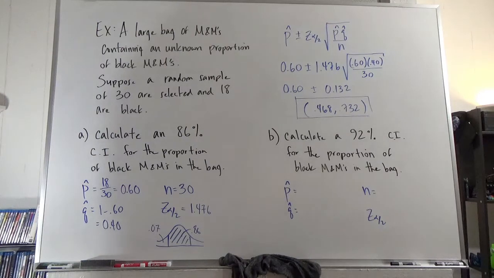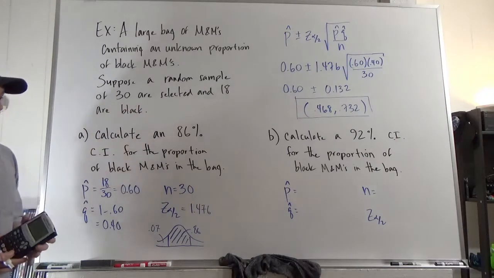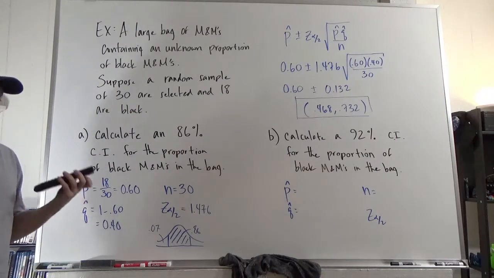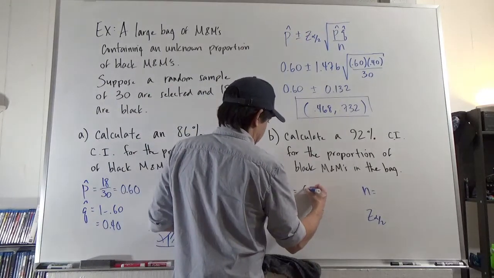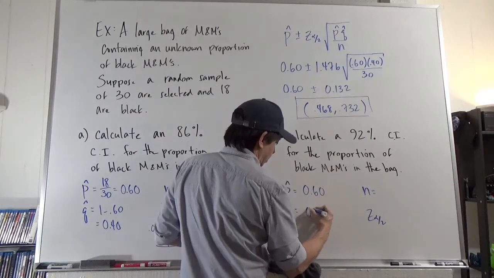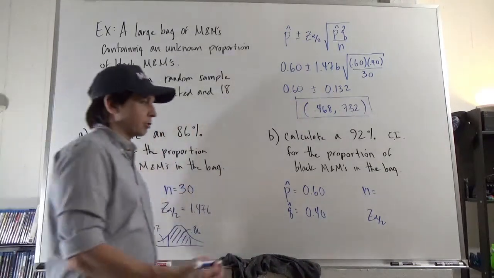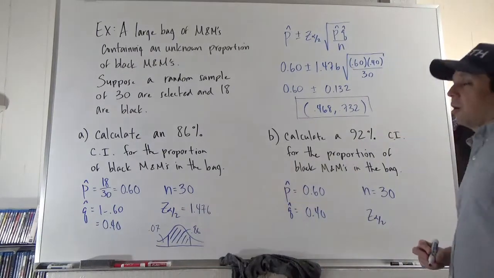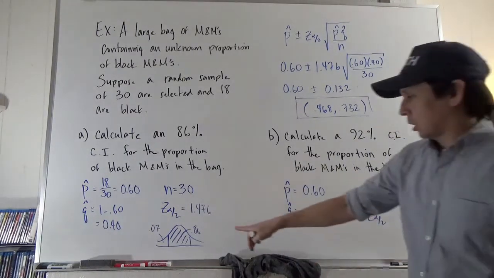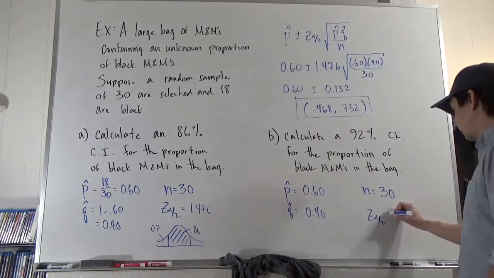P hat, Q hat, are they going to be the same? If they're referring to the same sample, yes. If they give you a new sample with different data, you got to redo it. But we're still using the same sample, which has a P hat of 0.60. Q hat is therefore 0.40. My sample size is still that same 30, because I'm still working with the same sample data. The confidence level changing changes that picture, therefore it's a different Z. So that's what's different here.